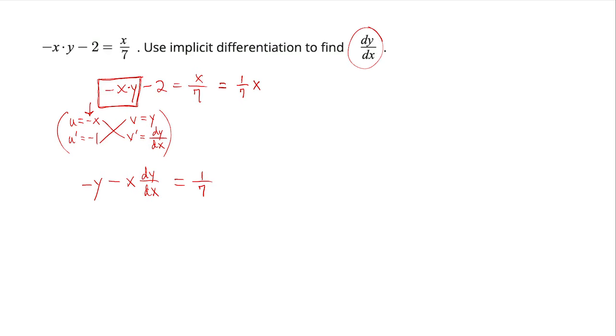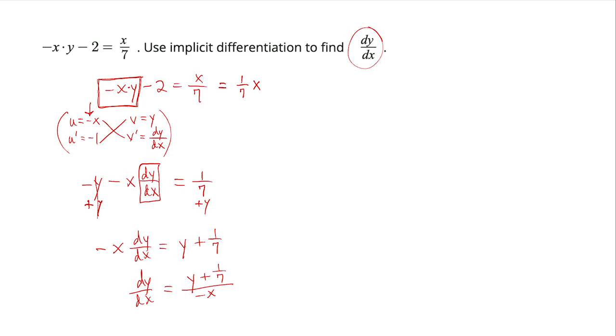All right, so my next step is to solve for dy/dx. So let's add y to both sides. So I get -x dy/dx is equal to y plus 1/7. And then I'll divide both sides by -x to get y plus 1/7 divided by -x. Now it's kind of a weird way of writing the problem because I have this fraction within the overall rational expression.